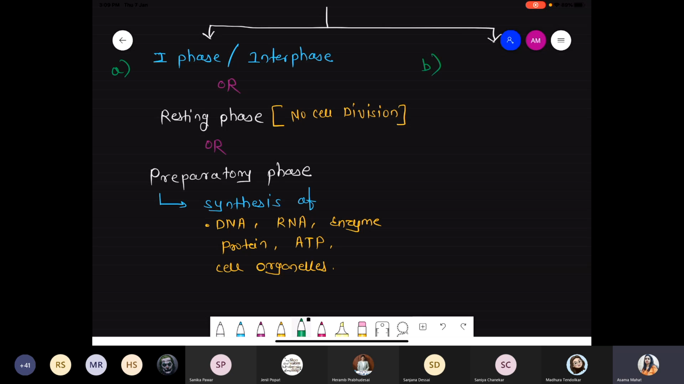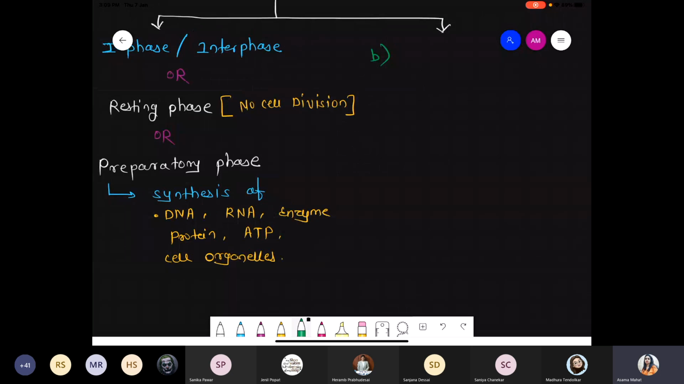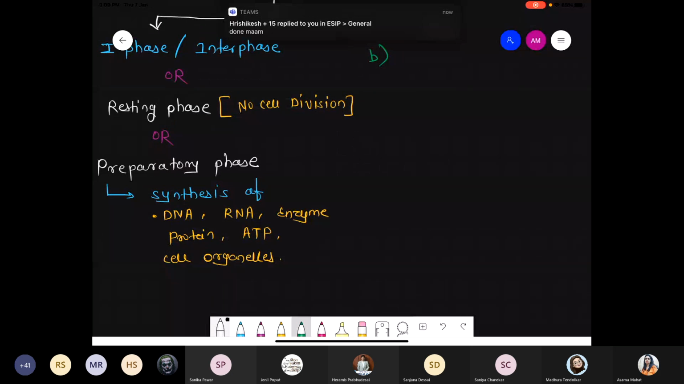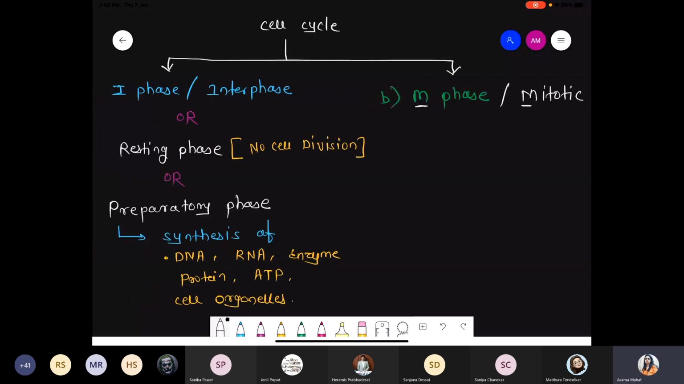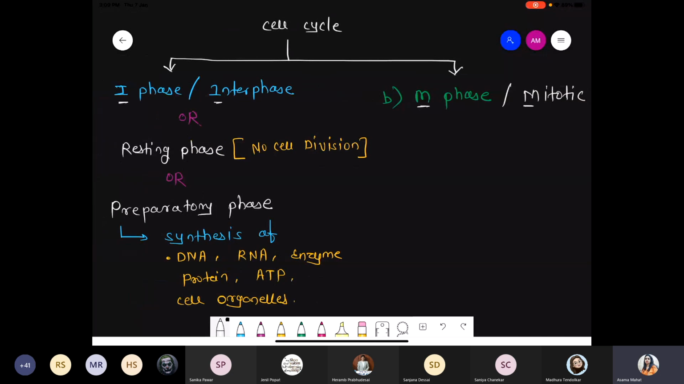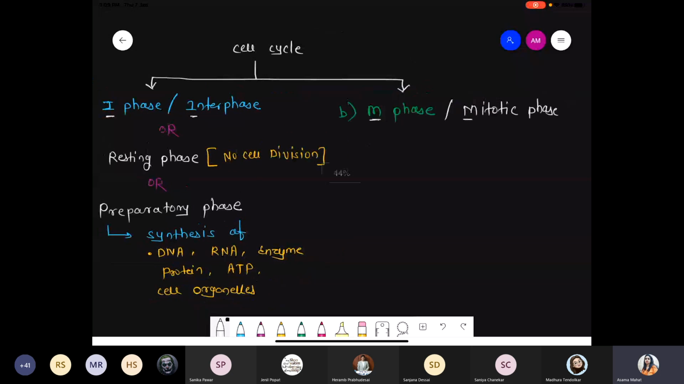Okay. Now we are talking about the next phase, which is a very small phase, the M phase, capital M. M stands for mitotic phase. I stands for interphase. And please remember, the mitotic phase is where cell division occurs.